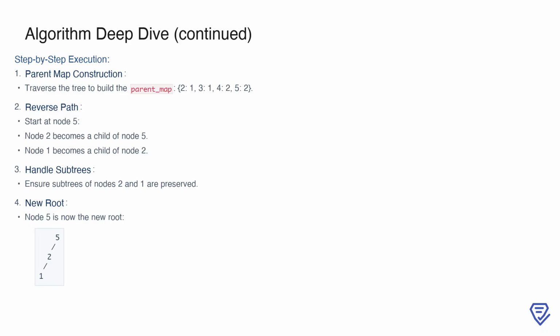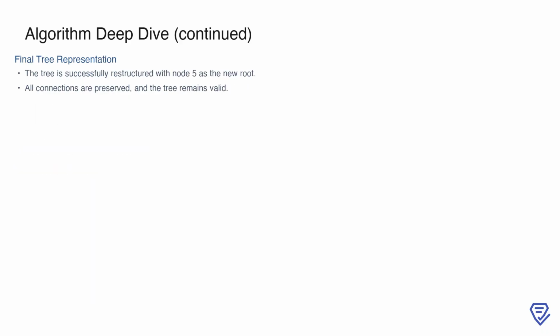The tree remains fully connected and valid. The final tree representation reflects the successful restructuring. Node 5 is now the root of the tree, with all connections preserved and each subtree intact. The tree maintains its integrity, and no nodes are disconnected or lost during the process.